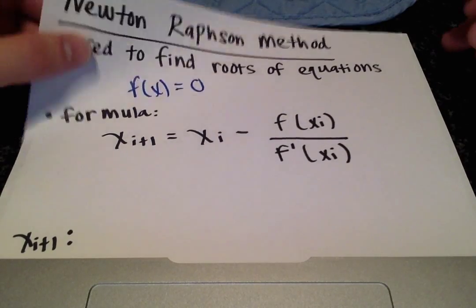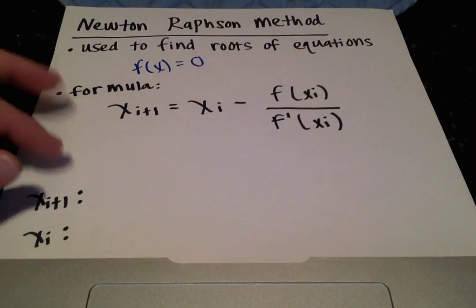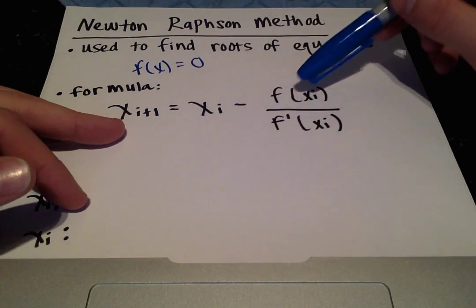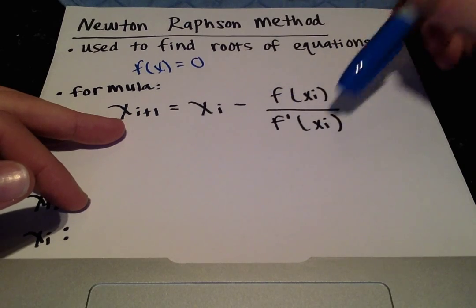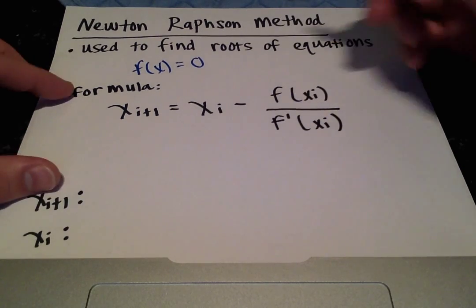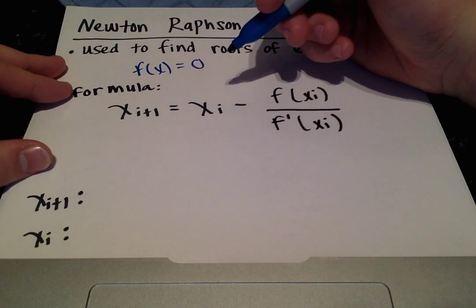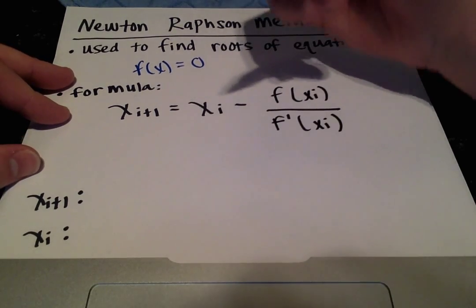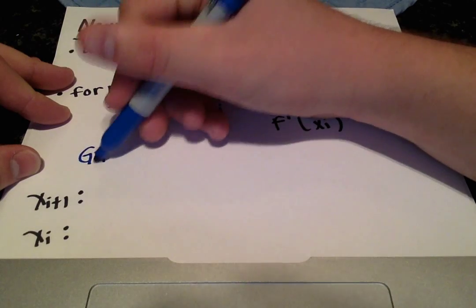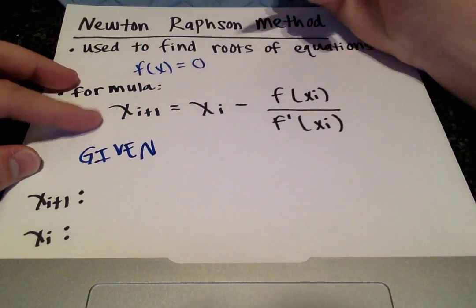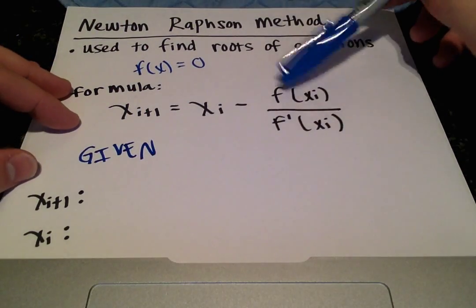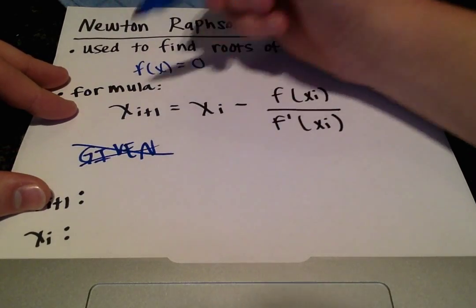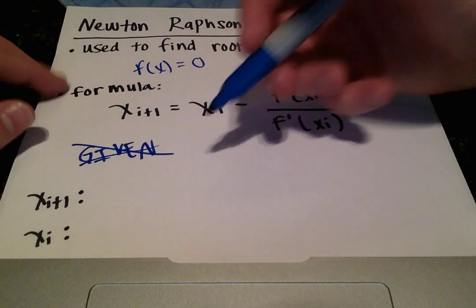It is x sub i plus 1 equals x sub i minus f of x sub i over f prime of x sub i. So at this point, in your mind as the student or the learner, you will either be given this formula, which is really nice, and you can just plug in the values as they're given. But if you are not given formulas, you have other options.